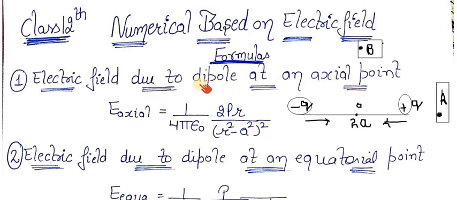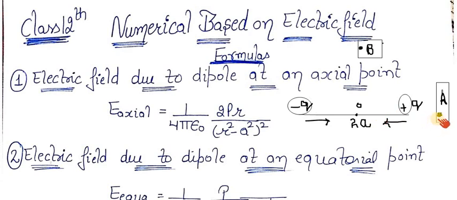So basically, first understand what a dipole is. A dipole is a system of two equal and opposite charges. That means this is a minus q charge and here it's plus q. It is a system of two equal and opposite charges separated by a distance of 2a, right? So the distance between them is 2a. This is the length of the dipole.